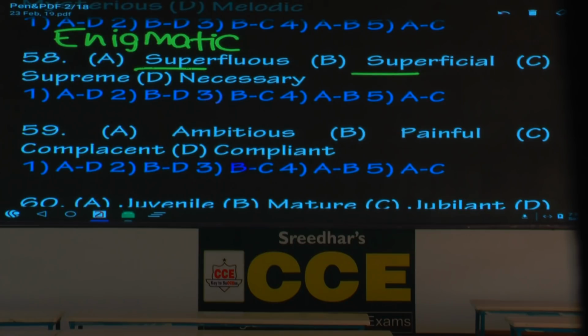Necessary. Are they related to the first two words? No. So what is the answer here? A, B. Which option says that? The fourth option is the answer.